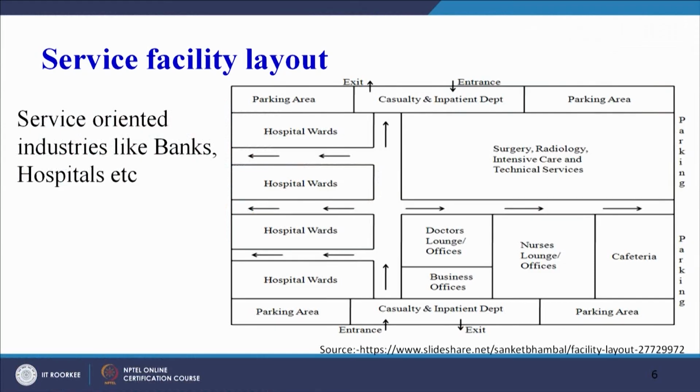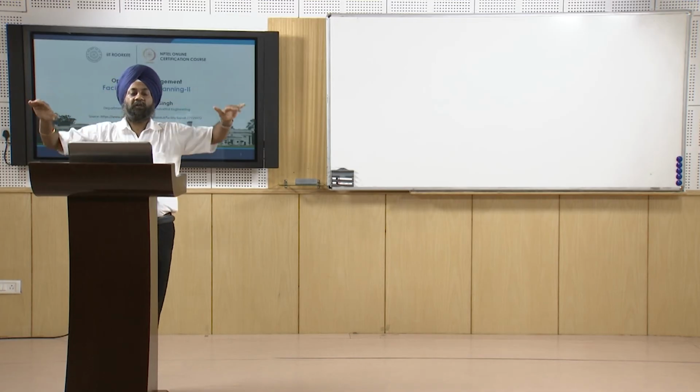Then we have a service facility type of layout also, and this can be followed in the case of banks or hospitals. Here we can see a layout of hospital wards. This is again wards and wards. So we have all the wards in one section of the hospital. Then the surgery, radiology, intensive care and technical services, this is the area, this is the parking, the cafeteria, doctors' lounges, business offices, casualty and inpatient department, entrance and exit. So you can see for any hospital or a bank we have a specific type of layout.